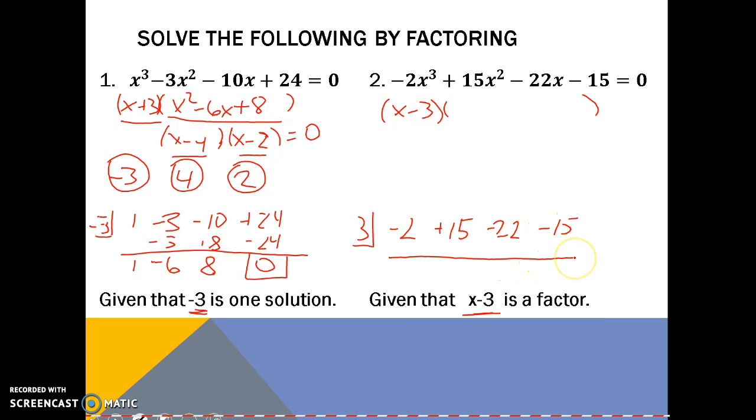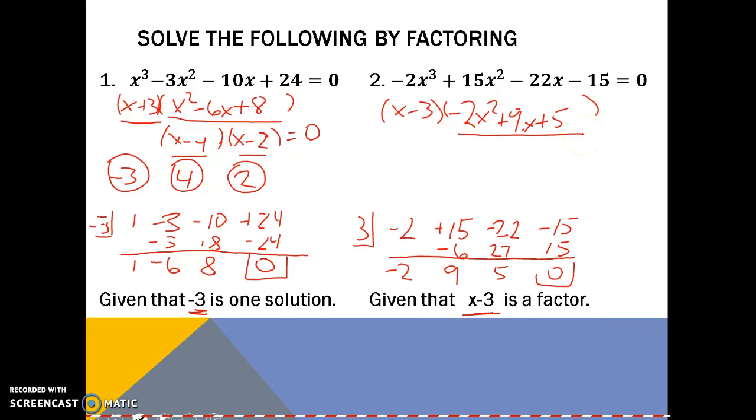And if I synthetically divide here, this is negative 2 times 3, which is negative 6. I add and I get 9, times 3 is 27. I add and get 5, and 5 times 3 is 15. And when I add negative 15 plus 15, I get a remainder of 0, which means my other factor is negative 2x squared plus 9x plus 5. And I don't believe I can factor this, so I'm going to use another method.